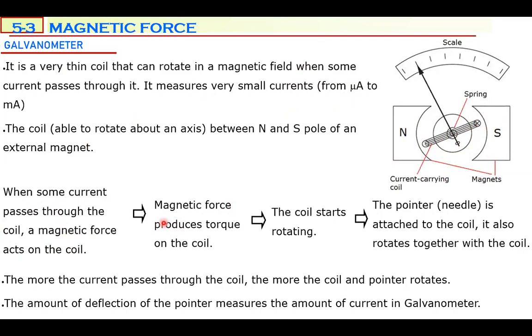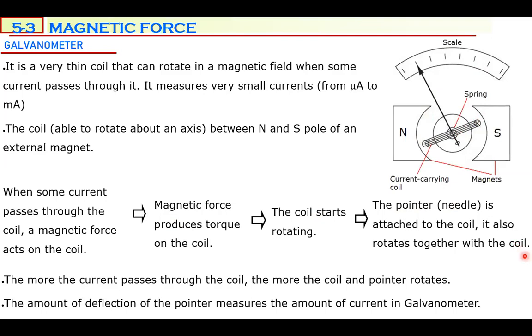This magnetic force produces a torque about this point. According to this figure, one force on the right side acts downwards, and on the left side upwards. These two forces in opposite directions cause the coil to start rotating. And as the coil rotates, the pointer also starts rotating on the scale. The pointer, or needle, is attached to the coil, so it rotates together with the coil.